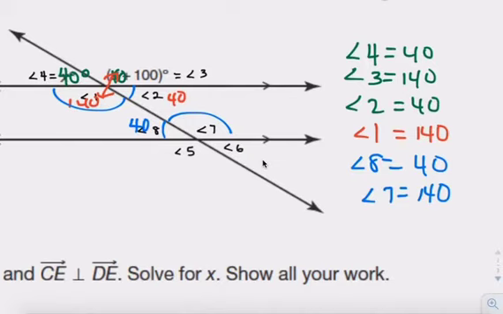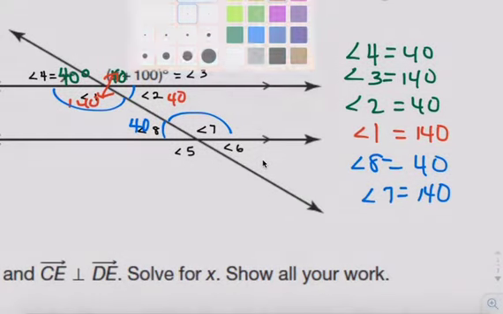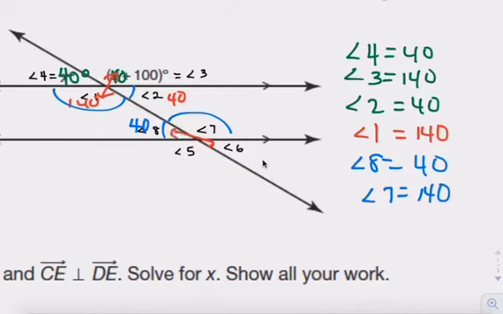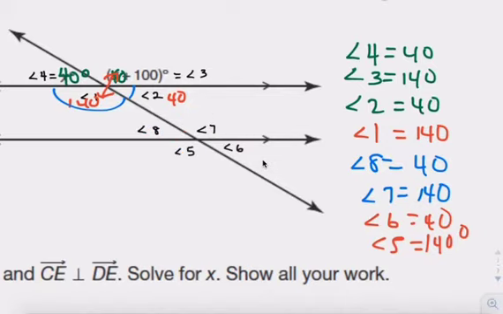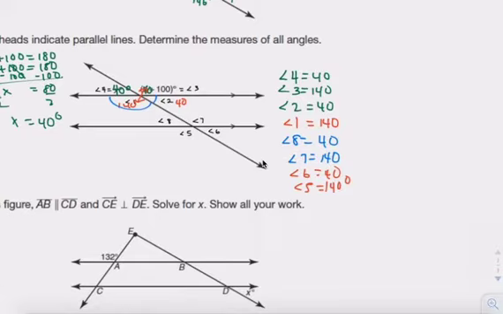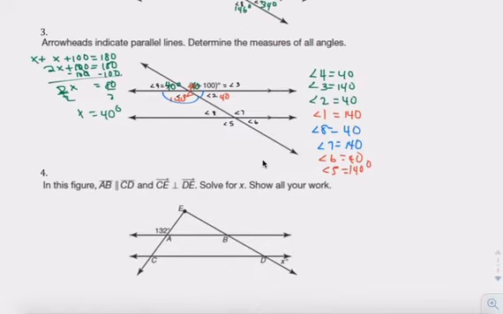And then we can do vertical angles. These are congruent. So angle 6 is 40. And this is congruent. Angle 5 is 140 degrees. We listed all our angles. Yay! That's how you do that.